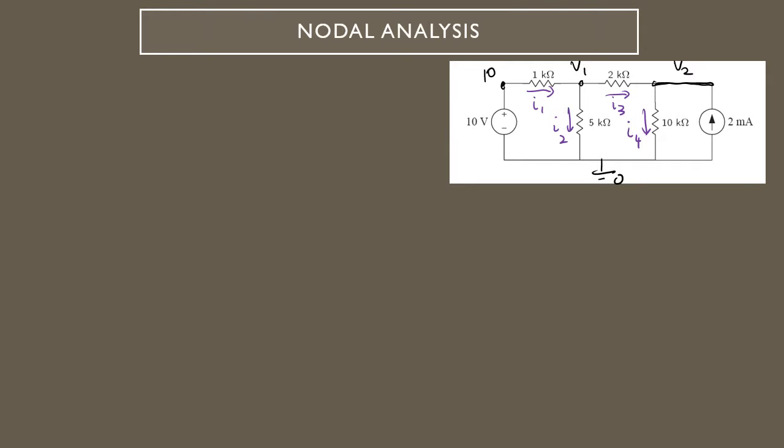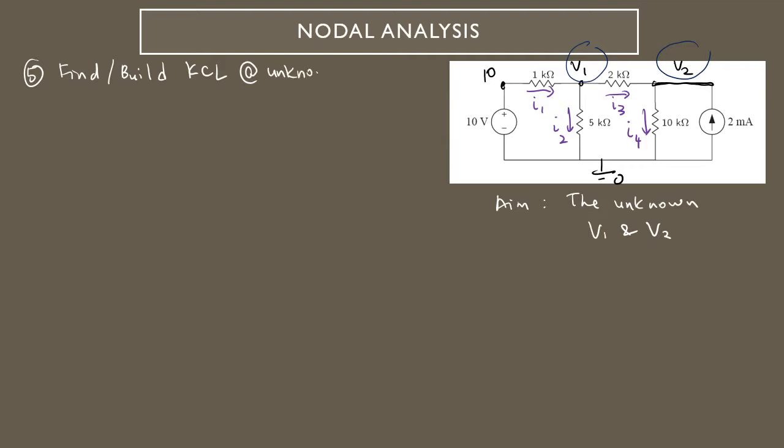Before we proceed to step number 5, let's look at your aim. The aim of nodal analysis is to find the unknown nodes. So in our case here, V1 and V2 are the unknown nodes. So you're going to find these two values, V1 and V2. So what is step number 5? Step number 5 is to build the equation of KCL at the unknown nodes.